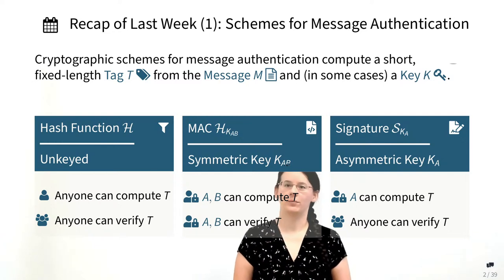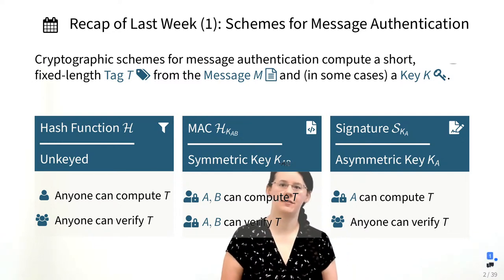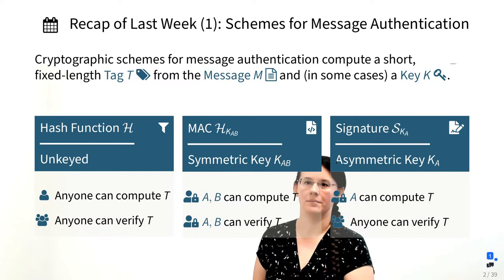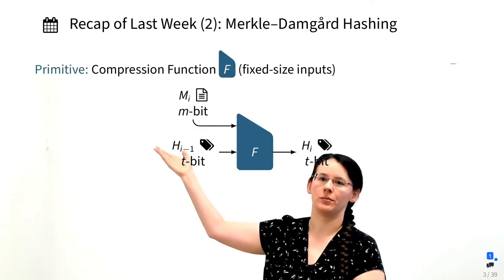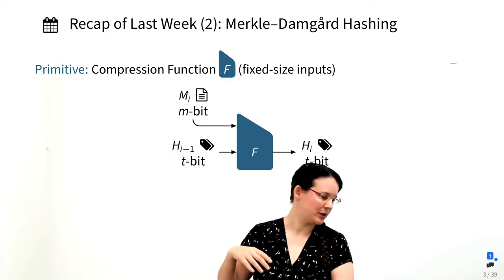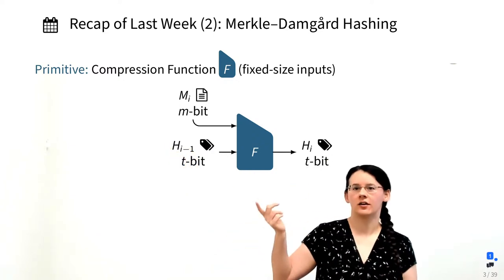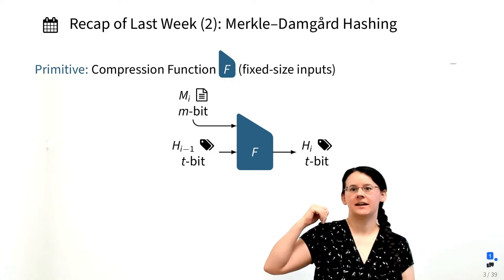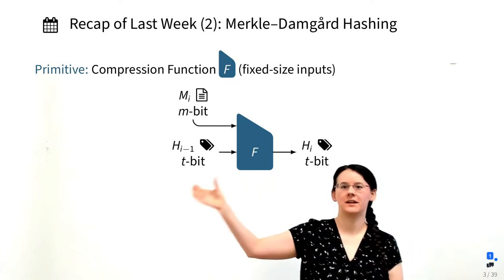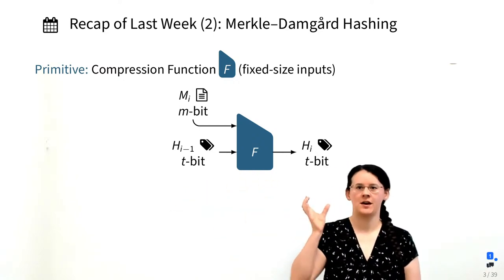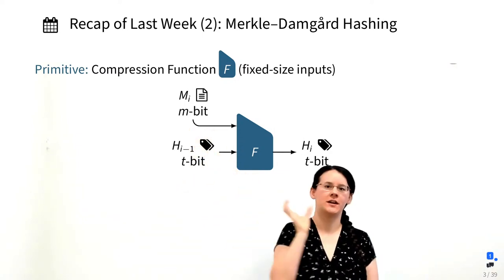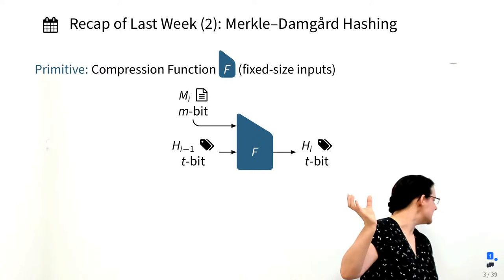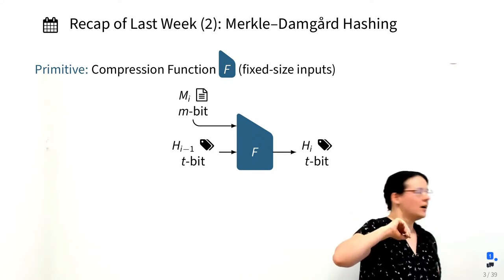And when we looked at these schemes, we noticed that they have a particular structure. Namely, we had inside what we call the primitive. Last week we focused particularly on compression functions, meaning that we have a function whose input is larger than the output because it compresses a t-bit state and an m-bit message into another t-bit state.